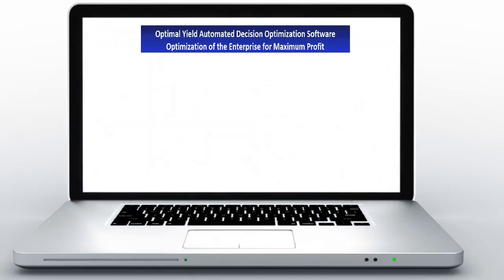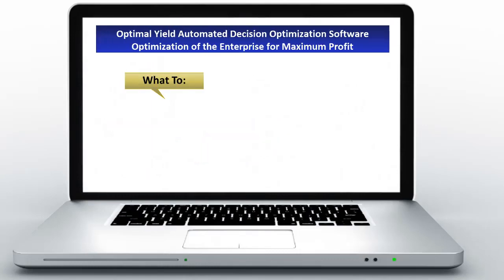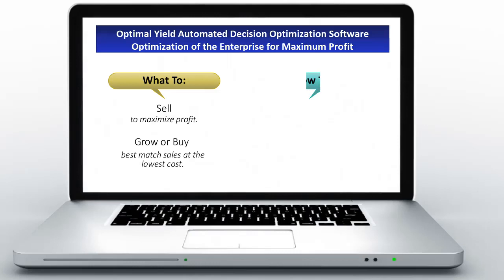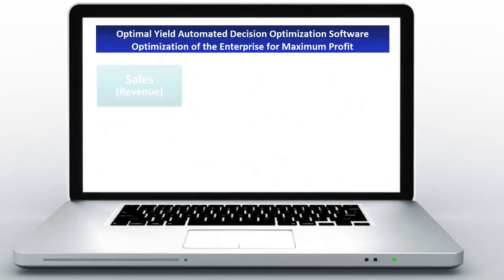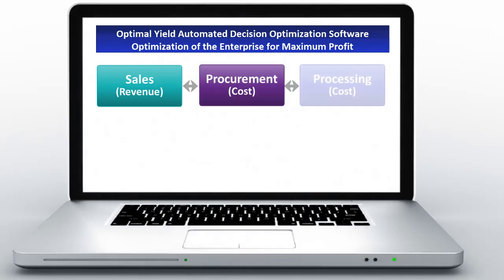Optimal Yield provides you unparalleled decision support for determining what to sell to maximize profit, what to grow or buy to best match sales at the lowest cost, how to price, and how to process materials on hand to achieve the highest order fulfillment rate and value to inventory, considering acceptable inventory levels. This includes revenue from sales, the cost of procuring materials, and the cost of processing.